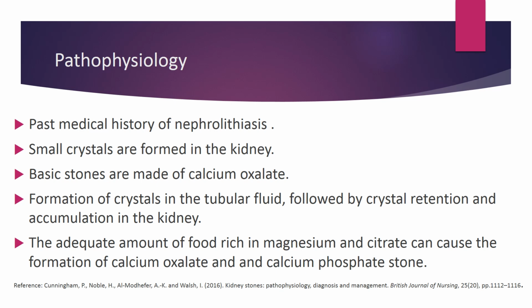Citrate in the urine forms a soluble complex with urinary calcium. If urine has a low citrate concentration, it is prompted to form calcium oxalate stone. An inadequate amount of food that is rich in magnesium and citrate can cause the formation of calcium oxalate and calcium phosphate stone.